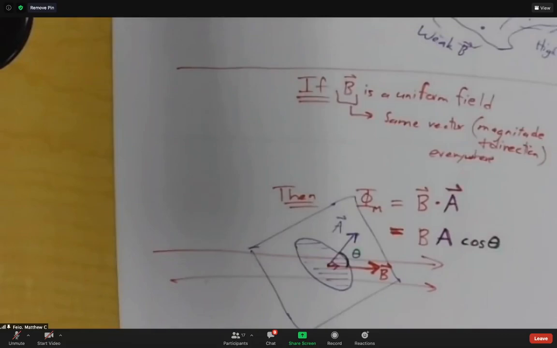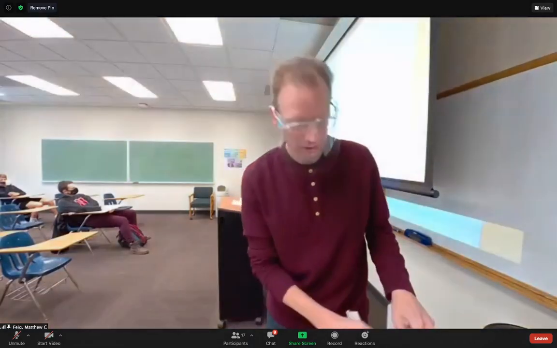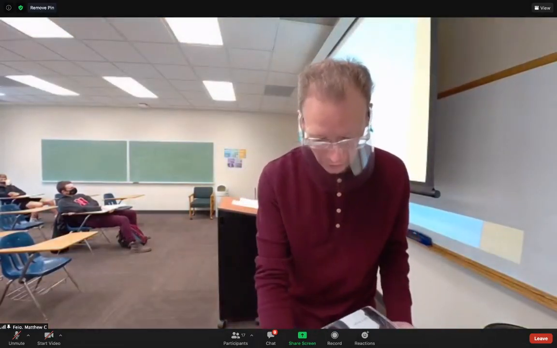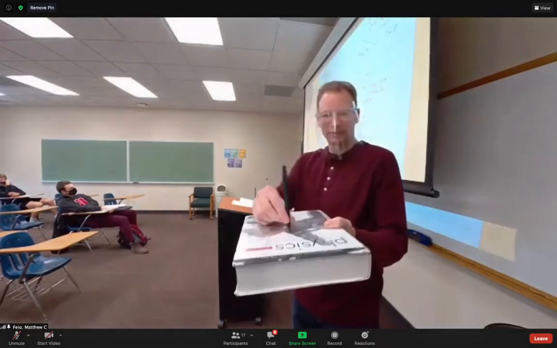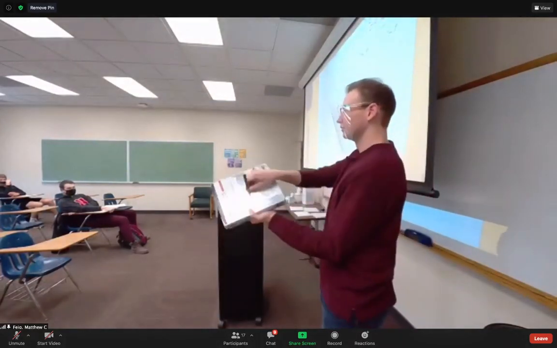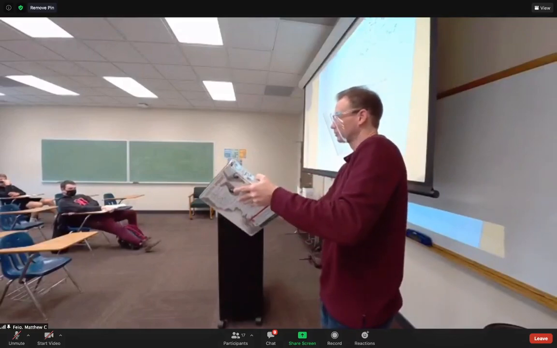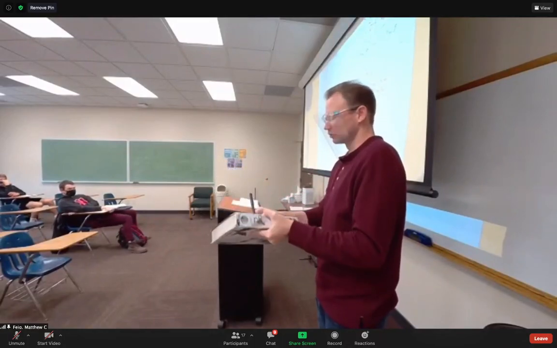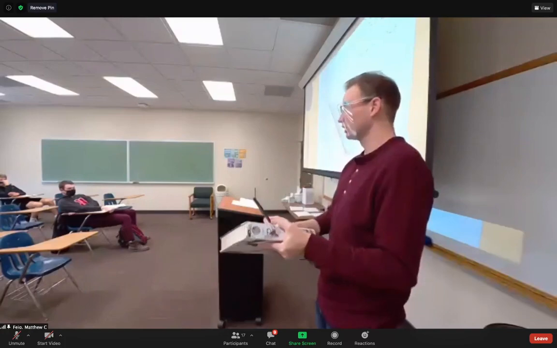Where's the textbook? That's a better example. And now we'll flip the other camera here for a second. So keep in mind, it's like this. As I move the book around, the area vector points out of it. So parallel to the vector means perpendicular to the loop and vice versa.